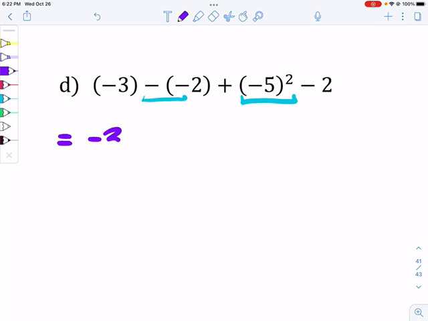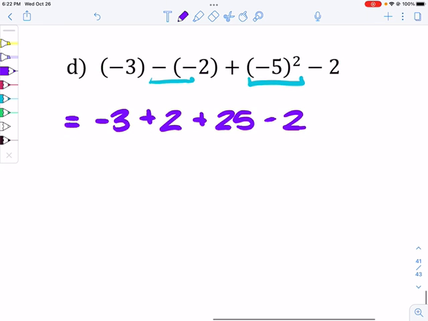So I have negative 3 plus 2 plus a negative 5 times negative 5. That negative's included in repeated multiplication because it's within the brackets. So I'm going to get 25, and I still have that minus 2 at the end. Now I end up with this giant addition-subtraction statement, and I'll do them 2 at a time, but you can tackle them more at once if you wish. So negative 3 plus 2 is negative 1.